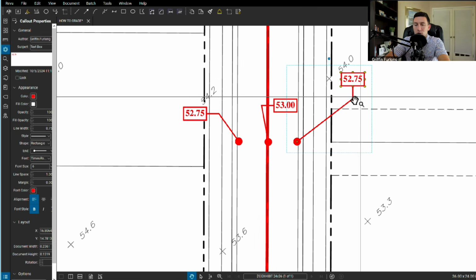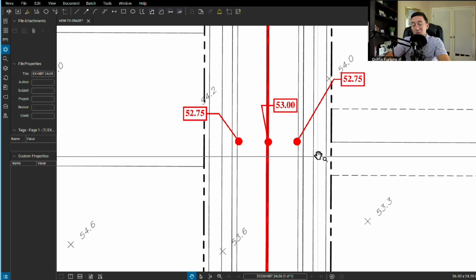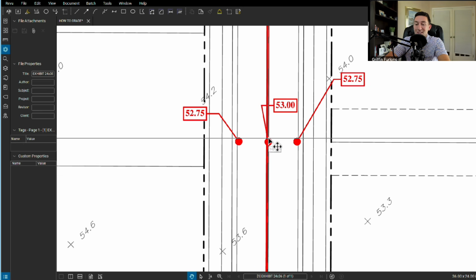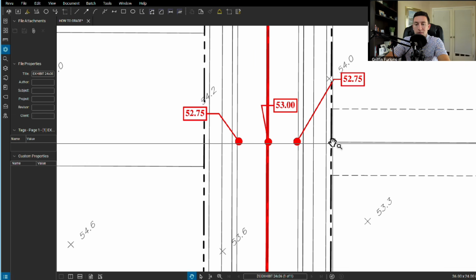So in general, with this type of neighborhood, the rule of thumb is that this center line is going to be a very, very similar grade to this right-of-way line. Now, how do I even come up with that?